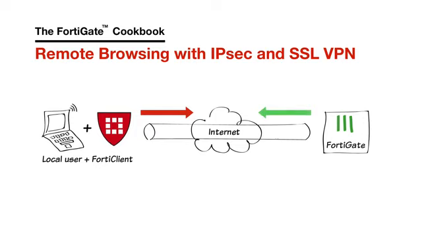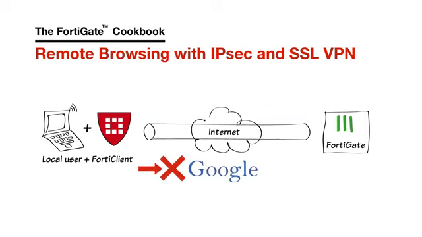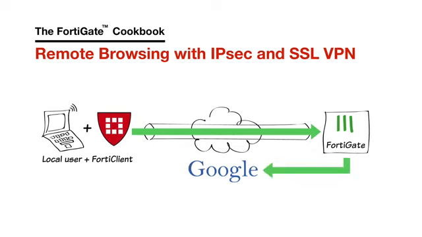Restricted internet access for the local user will be simulated with a web filtering profile that blocks google.com. You will create an SSL or IPsec VPN tunnel to connect to the remote FortiGate unit to bypass the web filter and browse to google.com.